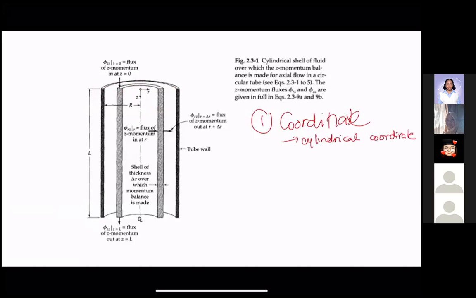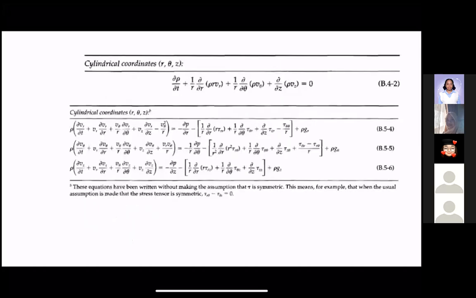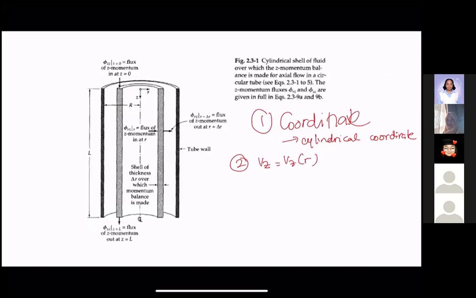So the next step, you need to find the cylindrical coordinate form for both the equation of continuity and the equation of motion. And then we also need to identify the non-vanishing components. We know that we have phi z, which is a function of r, the radius, and we know that there is no phi r. Phi r is the flow from here to that one.